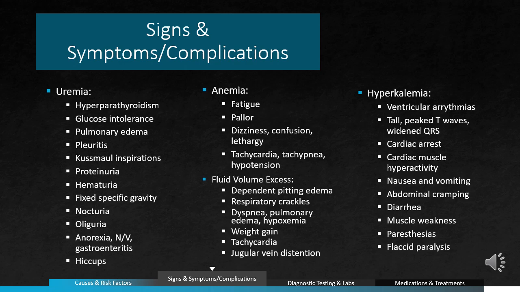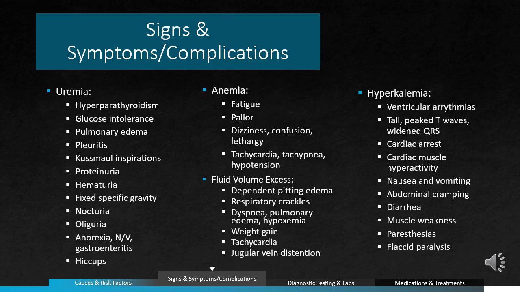When a patient has a complication of anemia, they can show signs and symptoms of fatigue, pallor, dizziness, confusion, lethargy, tachycardia, tachypnea, and hypotension. Complication of fluid volume excess shows signs and symptoms of dependent pitting edema, respiratory crackles, dyspnea, pulmonary edema, hypoxemia, weight gain, tachycardia, and jugular vein distension.